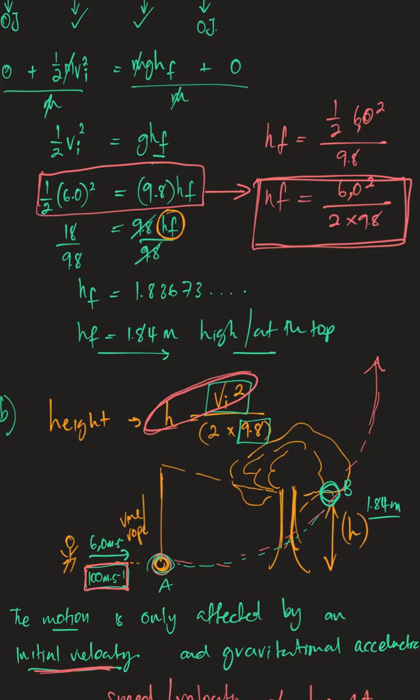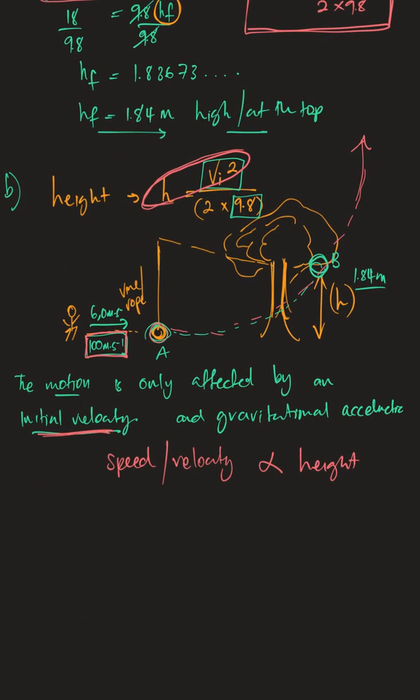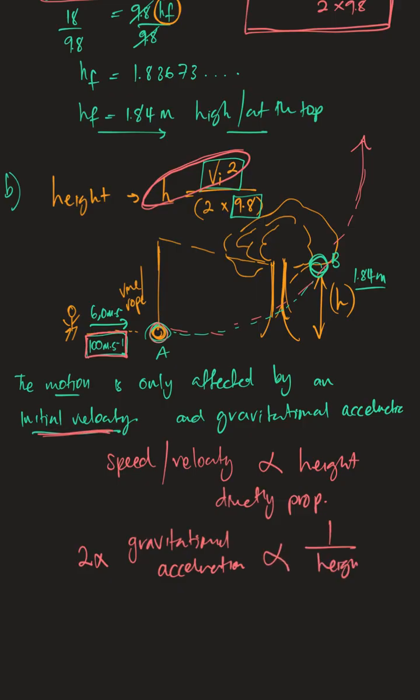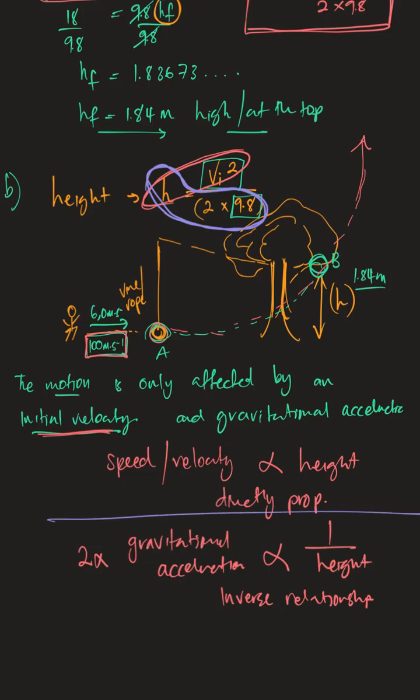So I can see here that height and the initial velocity are directly proportional. But 2 times the gravitational acceleration is directly proportional to 1 over the height. So here I have an inverse relationship. Remember we did relationships? How do I know it's inverse? One is at the top and the other one is at the bottom of the fraction. So those are your two relationships.